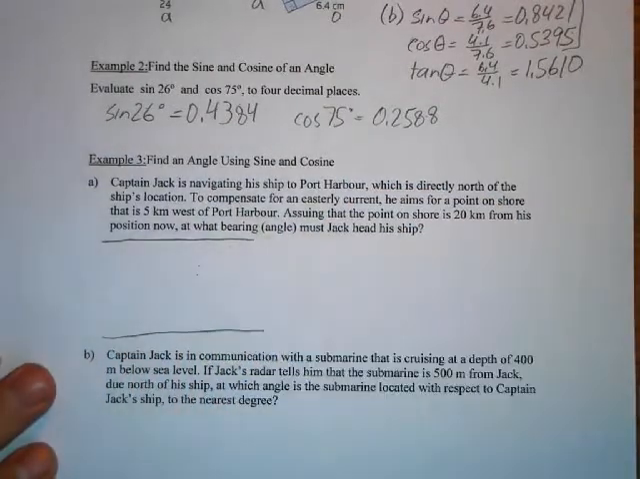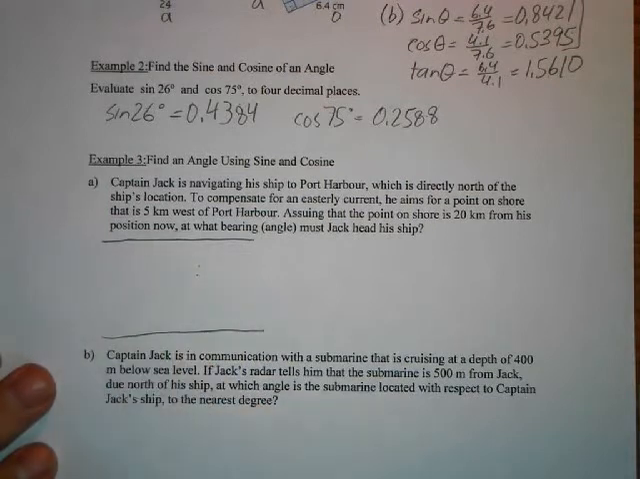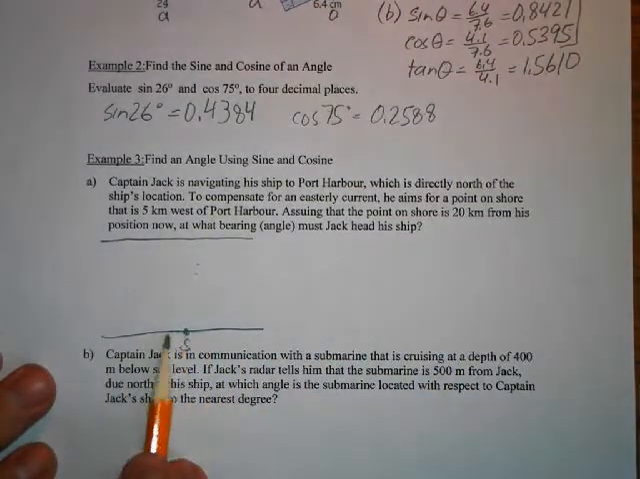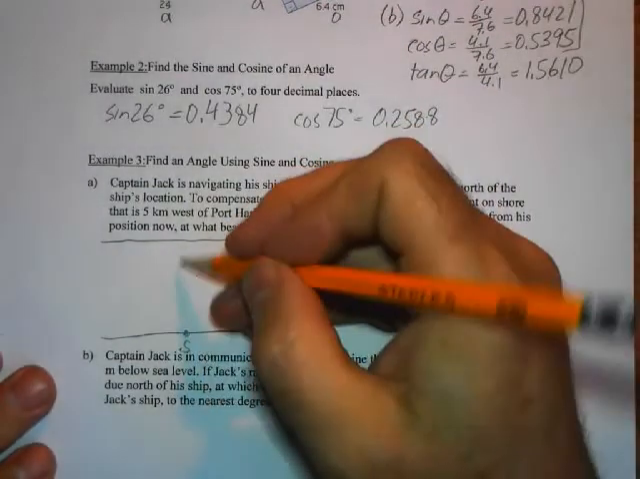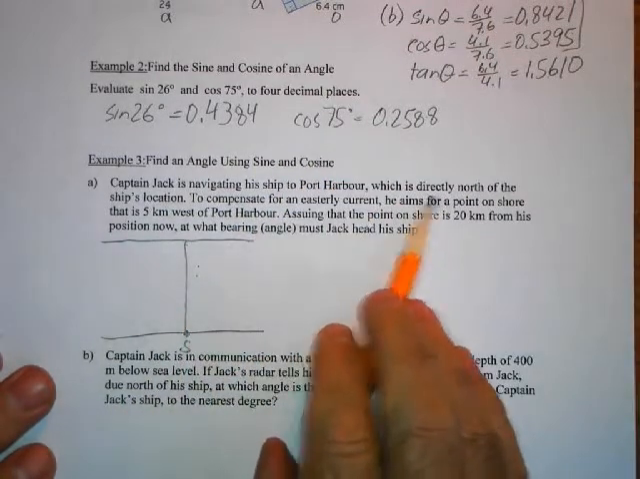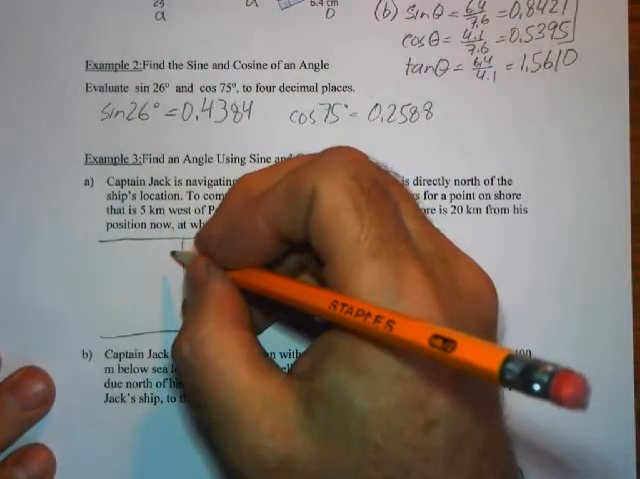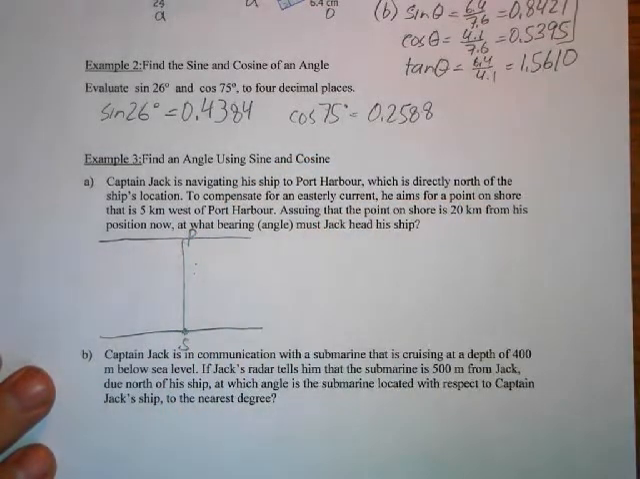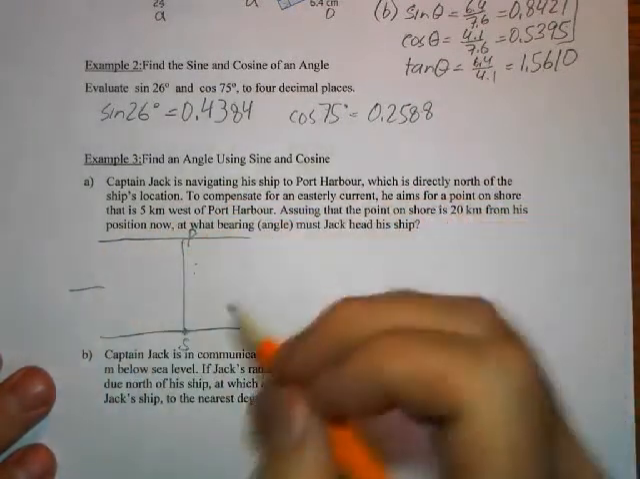So this is the shore that the boat's trying to get to. That's not really the shore there, but that's where the boat is at its present position. So directly across is where he wants to go, directly north of the ship's location. So I'm going to call that P for Point Harbor, S for the ship, and now there's a current going.